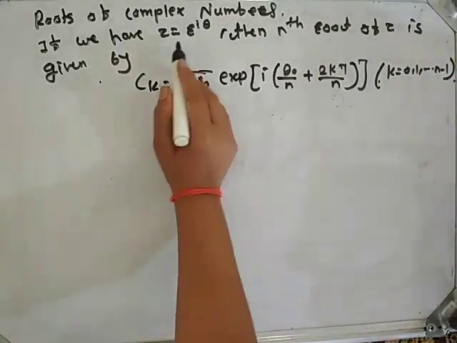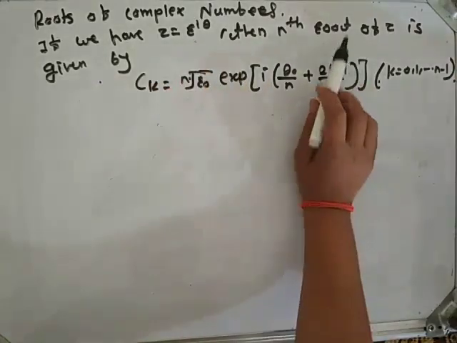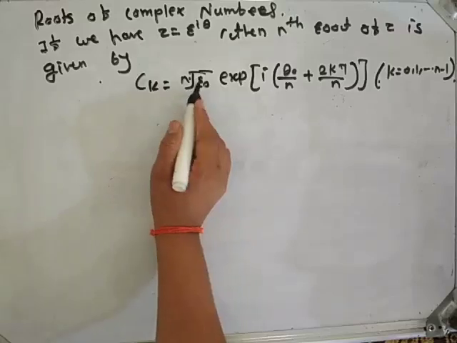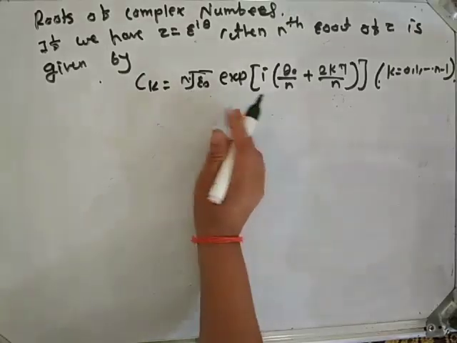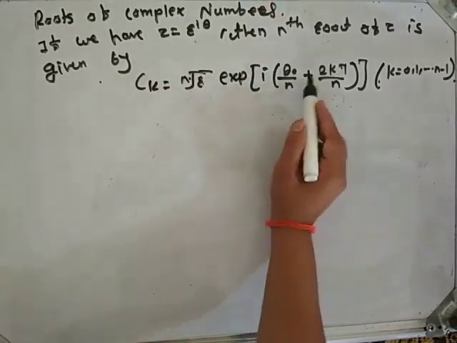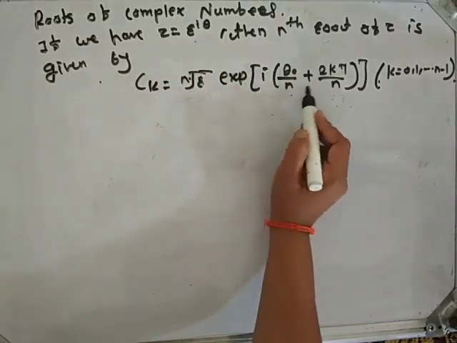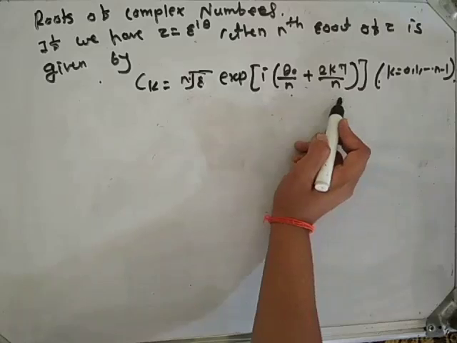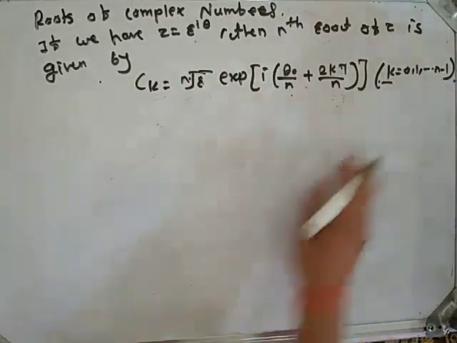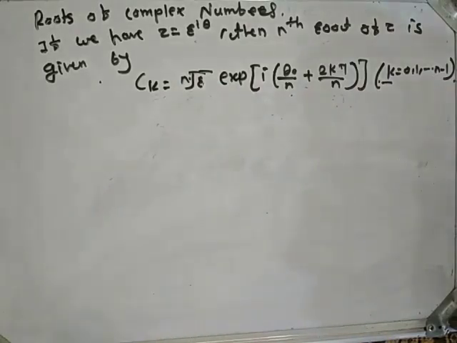If z is equal to this number, then the nth root of this complex number is nth root of r times exponential of i (theta_0 upon n plus 2k pi upon n), where k runs from 0 to n minus 1. Let us take an example for better understanding.